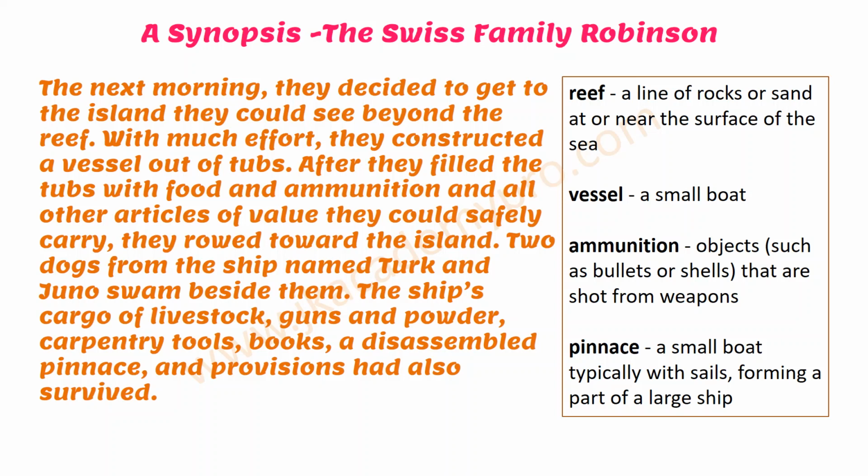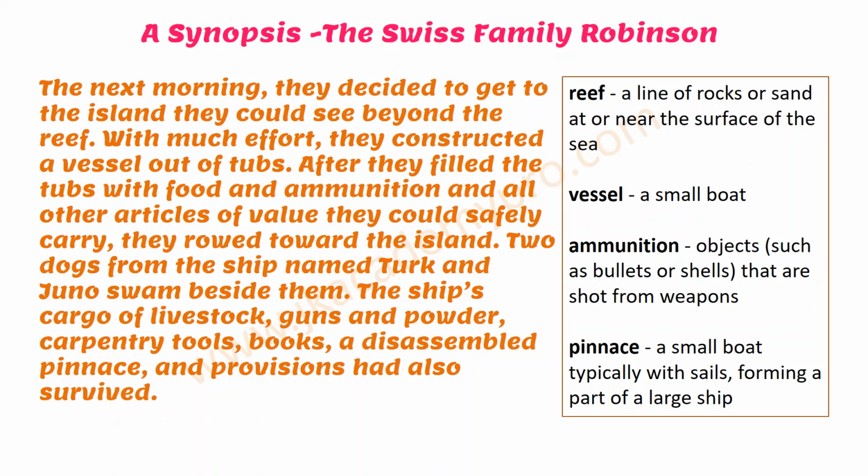Two dogs from the ship named Turk and Juno swam beside them. So along with them there were two dogs also. They are dogs, and they could not be accommodated in the tub because dogs are very good swimmers. So these two dogs started swimming beside them as they were rowing these tubs which acted like boats for them.